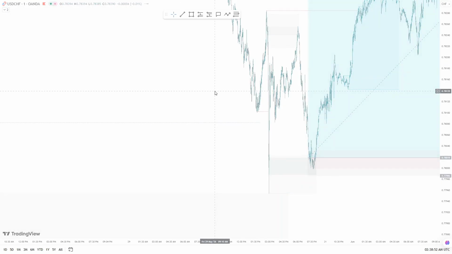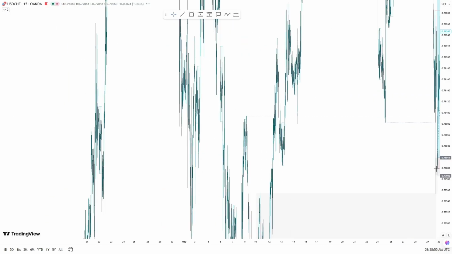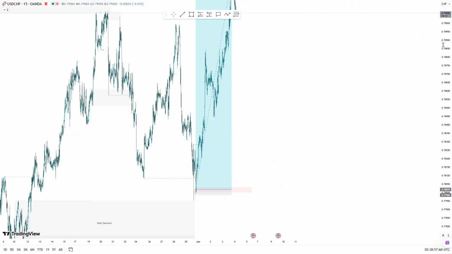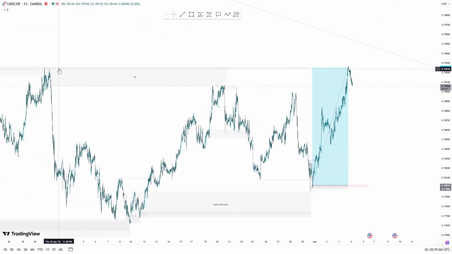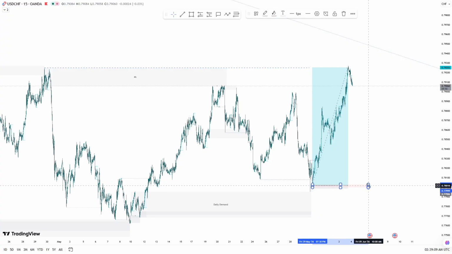So let's go to the 15 minutes. This is where we took profit. We took profit at the high of this supply zone, because we know that's where most of the liquidity will be. For our next entry, we are looking at this demand zone here for the move. So that's it for this case study.